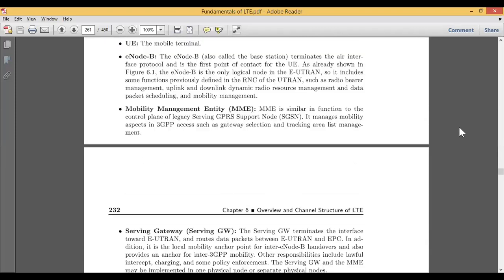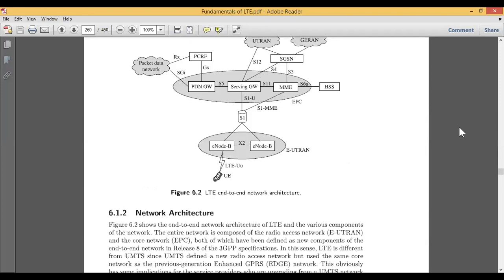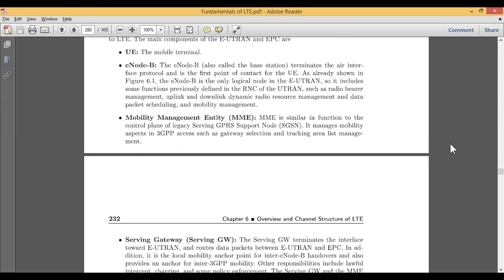If you look at this particular figure here, in this figure it is the serving gateway. Now if I want to connect one cell to another cell, this serving gateway will be very helpful. This serving gateway will connect your EUTRAN with this EPC. If you want to have the connection between these, you need to have the serving gateway. That is what it is responsible for, what it is meant for.